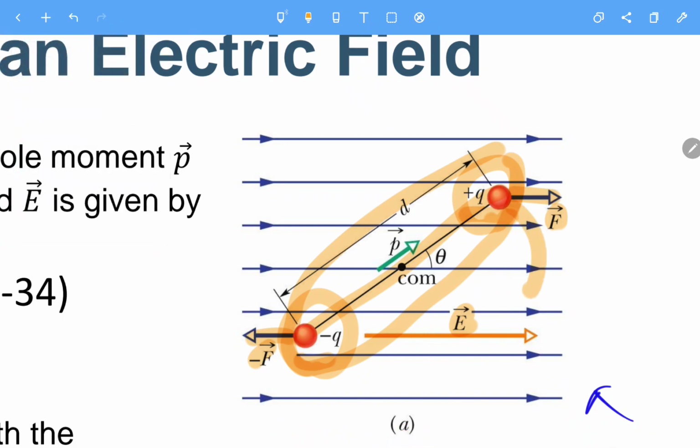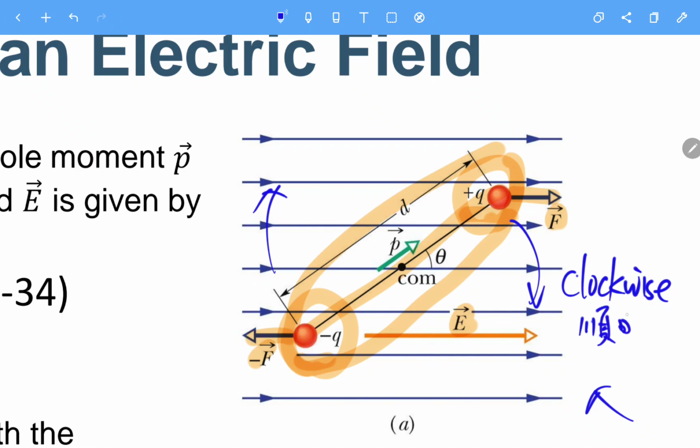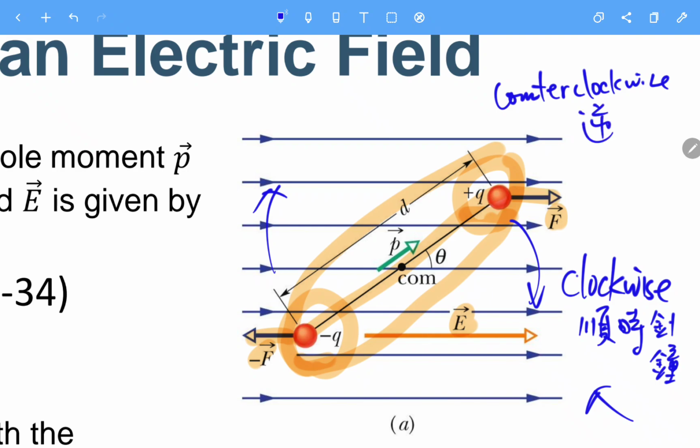Rotate in a clockwise direction. Clockwise, 顺时钟，或者顺时针，或者顺时钟，广东话叫顺时钟. Okay. Or counterclockwise is 逆时钟或者逆时针. Okay. So in this case, it is clockwise.